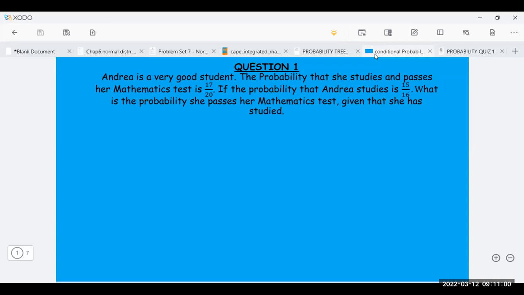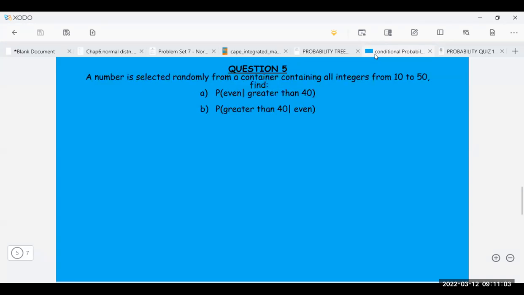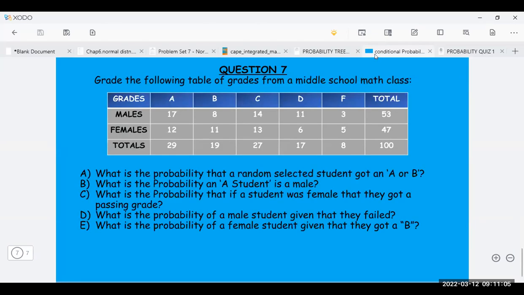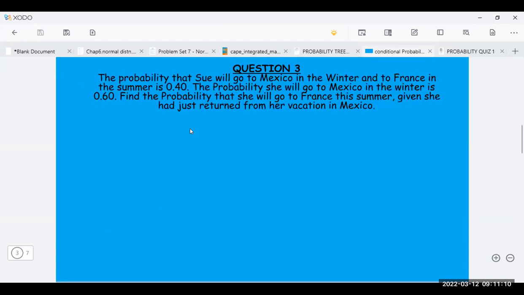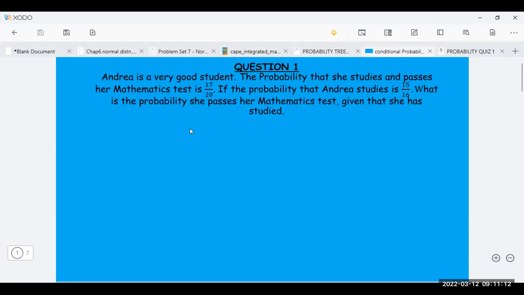So let's do the first one together. After we do the first one together, then you're going to do the rest. So this says Andrea is a very good student. The probability she studies and passes her math test is 17 out of 20. If the probability that Andrea studies is 15 out of 16, what is the probability she passes her math test given that she has studied?